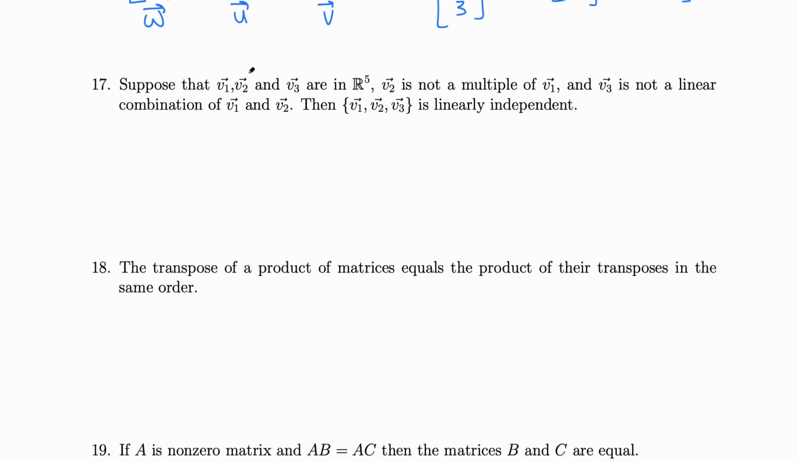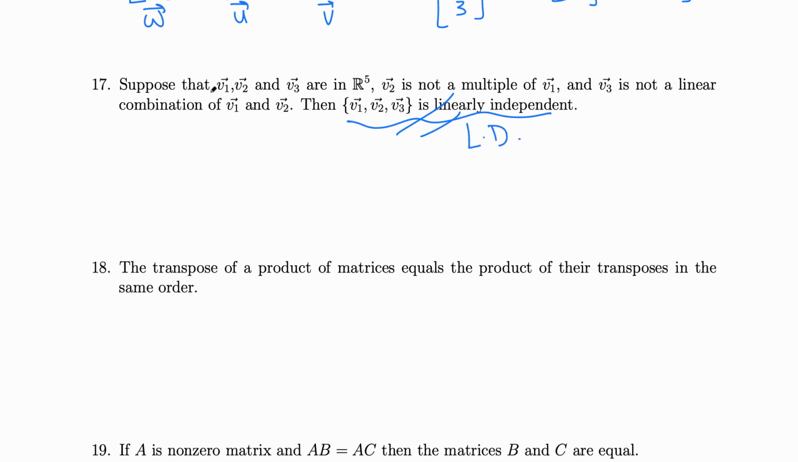Number 17. Suppose V1, V2 and V3 are in R5. V2 is not a multiple of V1, and V3 is not a linear combination of V1 and V2. Then V1, V2, V3 is linearly independent. So we want to make it false. That means we need to create V1, V2 and V3 linearly dependent.